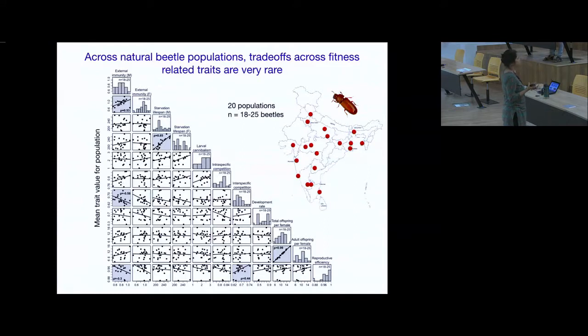And in some sense, that's not really surprising, right? You expect this is a trait that both sexes should be under fairly strong selection for in populations, and that should evolve together in both sexes potentially.